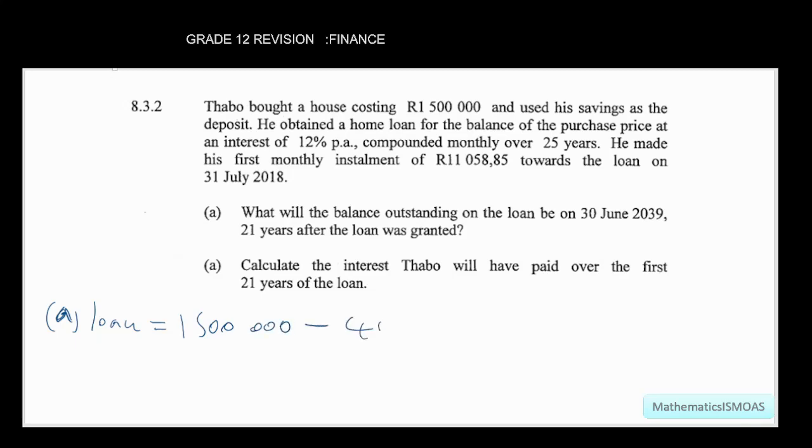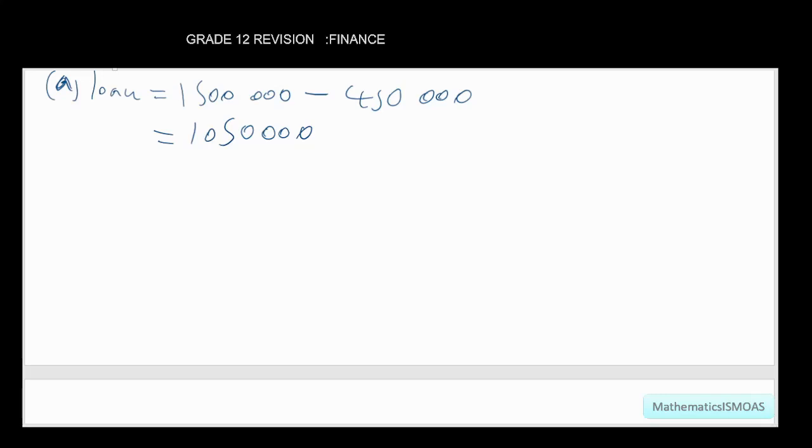The loan will now be 1,500,000 minus 450,000. Remember, the house costs 1,500,000, but Thabo deposited 450,000. So the actual loan amount will be 1,500,000 less 450,000, which gives us 1,050,000. Yes, 1,050,000. All right. Now, how do we calculate the balance?